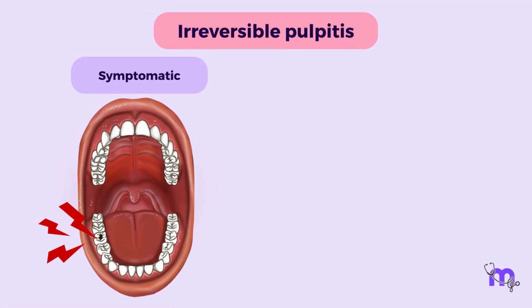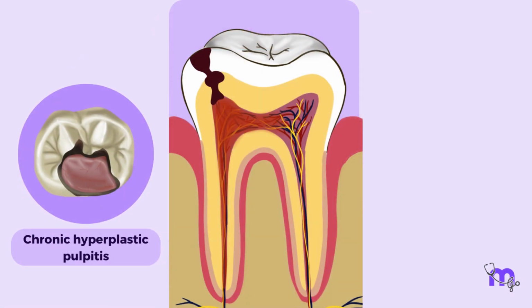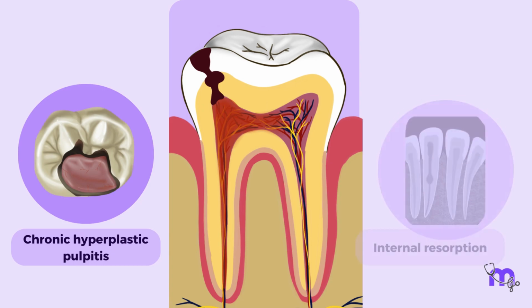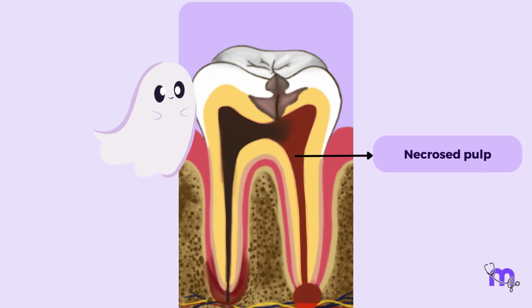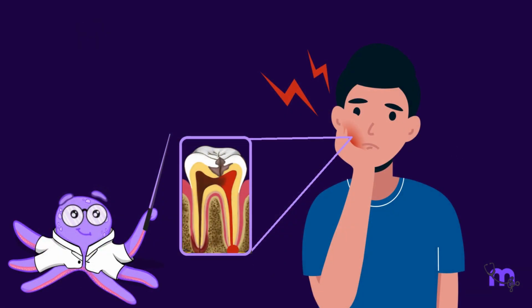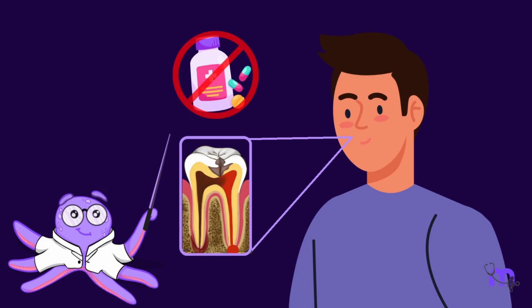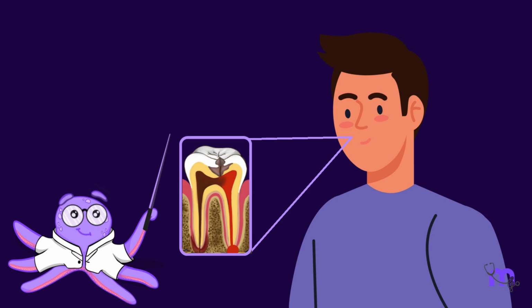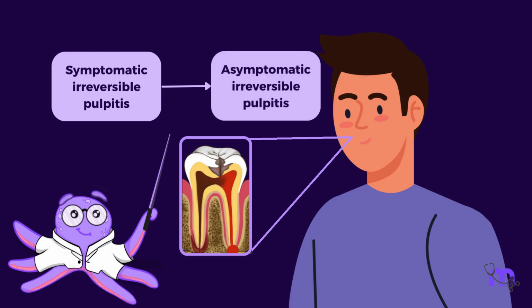Irreversible pulpitis can be symptomatic or asymptomatic. It can present as chronic hyperplastic pulpitis or a case of internal resorption. From here on, the pulp gets necrosed, or in other words, the soul leaves the tooth. Now let's try to correlate. Do you remember a patient who reported intense pain from a decayed tooth that lasted for a few days and then abruptly eased without the use of medication? Well, that is a typical example of symptomatic irreversible pulpitis becoming asymptomatic.